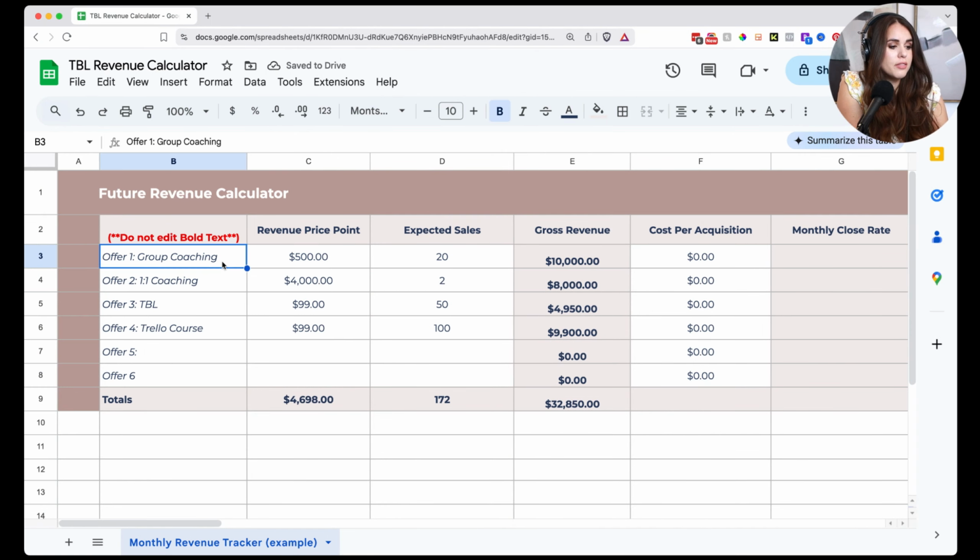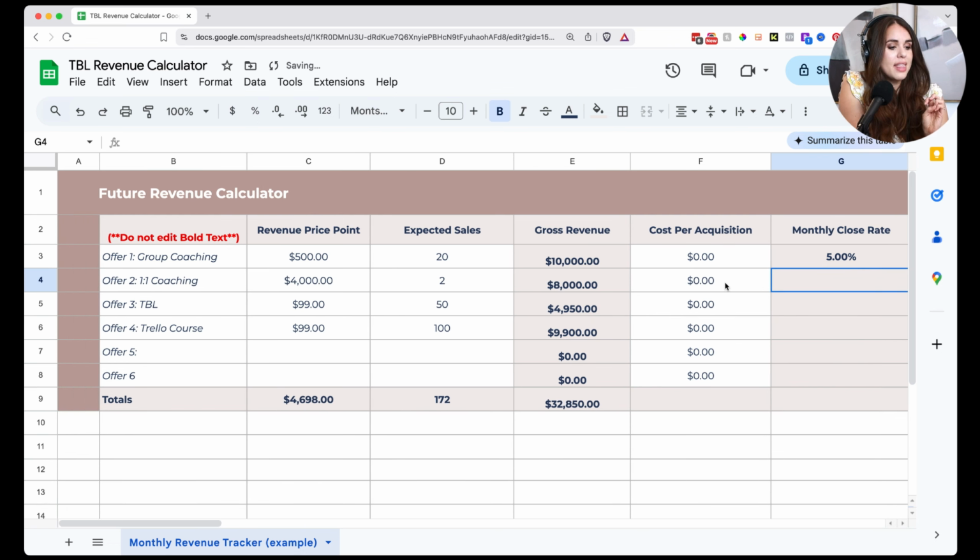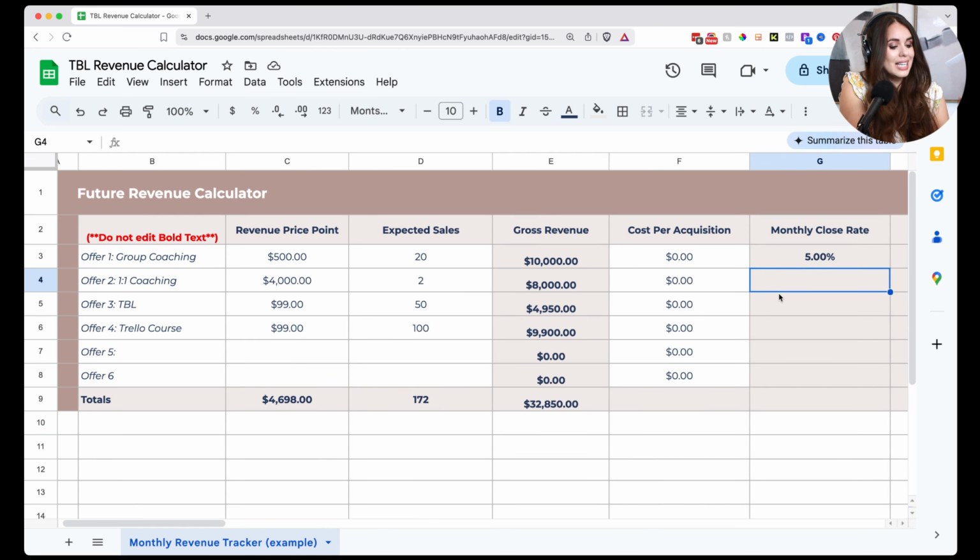All right, fam. So because the first one is kind of like a hybrid program where it is a service, but it's in a group setting, I'm going to say that I want to be able to close 5 to 10%. So I'm going to start with the 5% monthly close rate. And then with the one-on-one coaching, I want to be able to close at least 50% of the calls that I get, more like 70. And I want to make sure that I'm really qualifying before I get on a call because I don't have the time. All right, hold on. That came out as not a percentage. Now it's a percentage. Perfect.